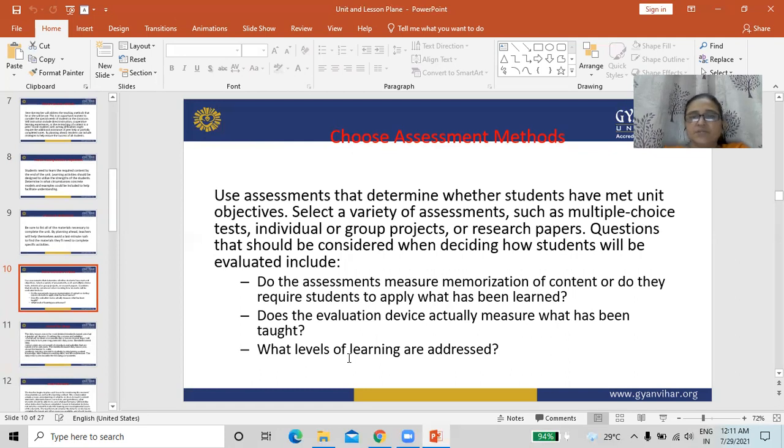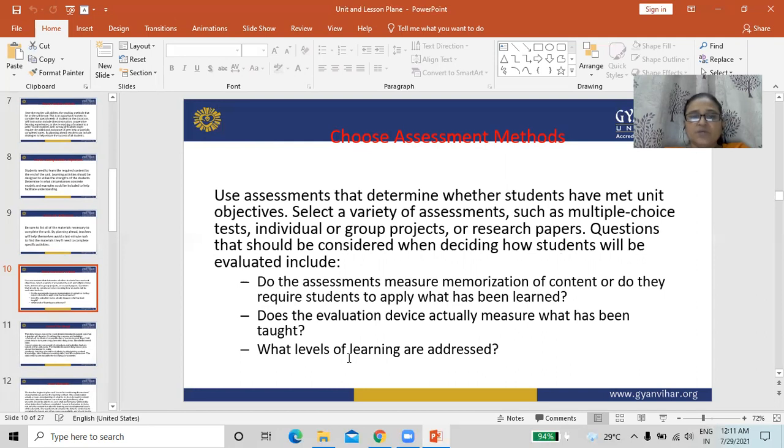Last step in unit plan is choose assessment method. Use assessment that determine whether students have met unit objective. Select a variety of assessment such as multiple choice test, individual or group project, or research paper.